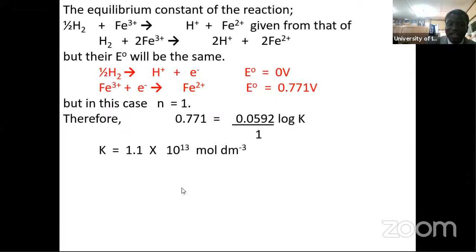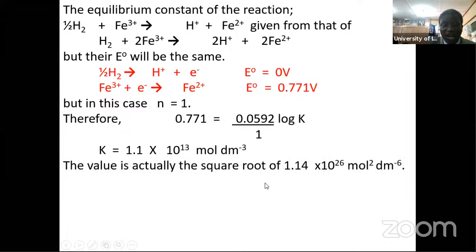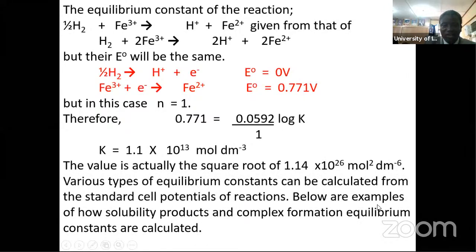So you have to be conscious of the equation that you actually use. If you look at this, this is actually the square root of the earlier one that we did. So if you find the square root of the K we got earlier, you discover that your K is just the square root of it. So there are various equilibrium constants that you can calculate from various cell potentials, but you have to be very, very careful about the values that you are using.